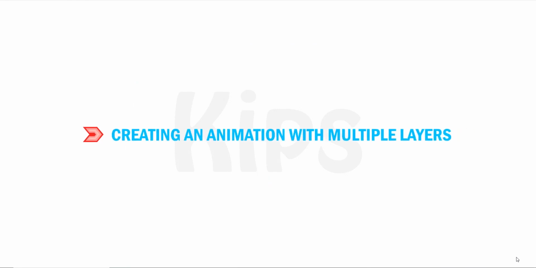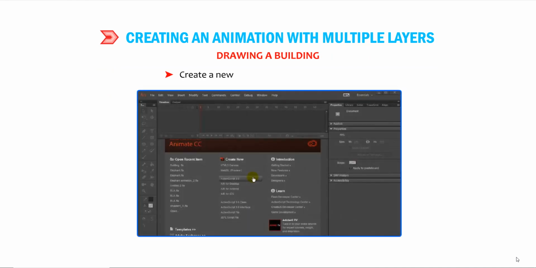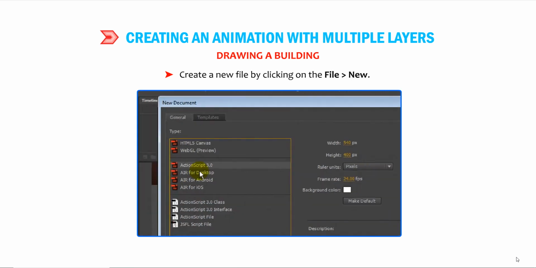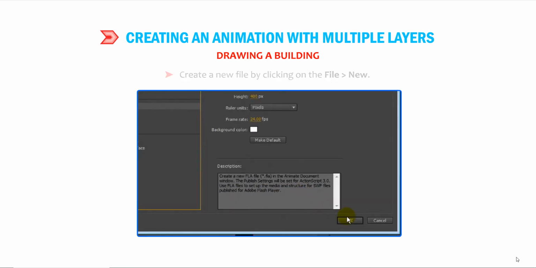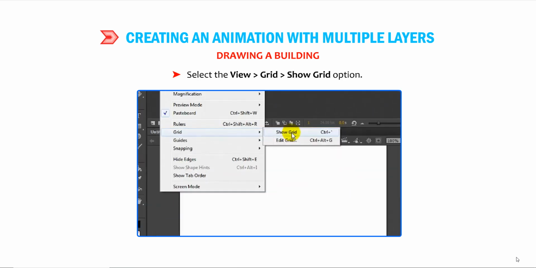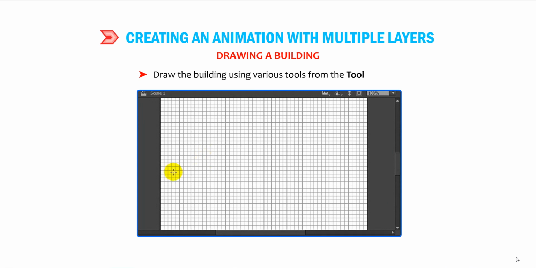Alright students, let me tell you how to create an animation with multiple layers. Drawing a building. Create a new file by clicking on File, then go to New. Select View, then Grid, then Show Grid option. Draw the building using various tools from the Tools panel.